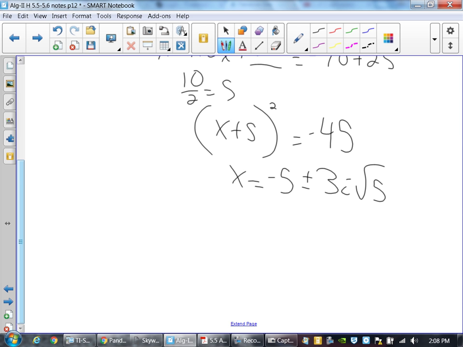Yeah, Haley? So like, I'm confused on how you got 3 root 5. The square root of 45, that's the same thing as 9 and 5.